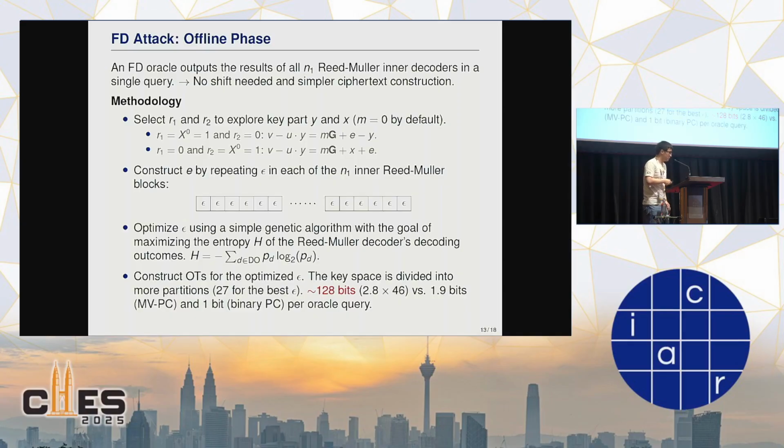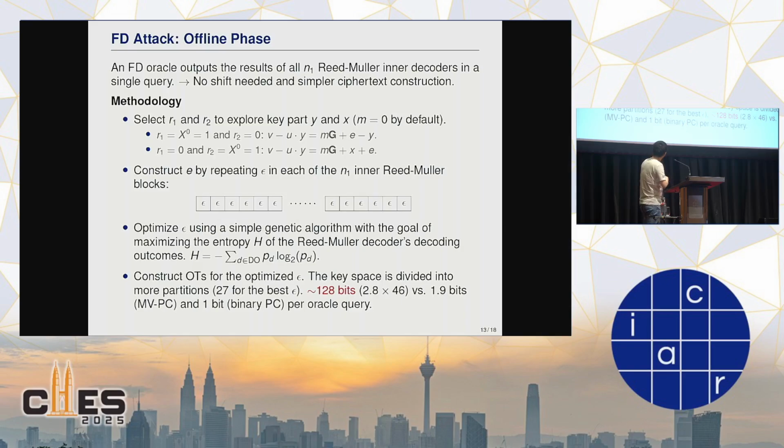Now let's move on to this FD attack. This is a bit simpler, but it's much more powerful. You can see that we can output the result of all N1 Reed-Muller decodings in a single query, so there's no need to do shift anymore.